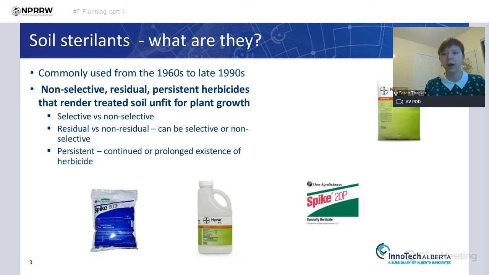So sterilants are generally non-selective, which means that they will control all forms of vegetation, grasses, forbs, trees, shrubs. They also are residual, so they remain effective in the soil for longer than one growing season. And they're also persistent. So they don't break down easily in the soil and can remain there for years. So 30 and 40 years on from when these sterilants were first applied, they're still in the soil and they're still causing reclamation challenges.